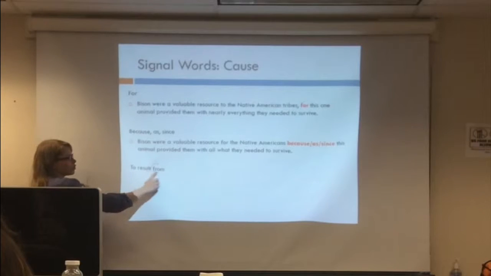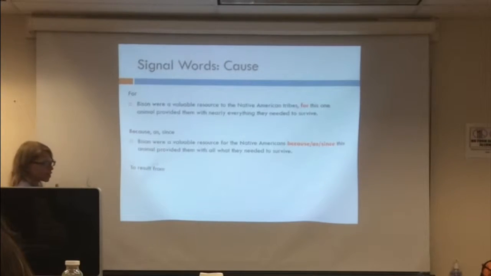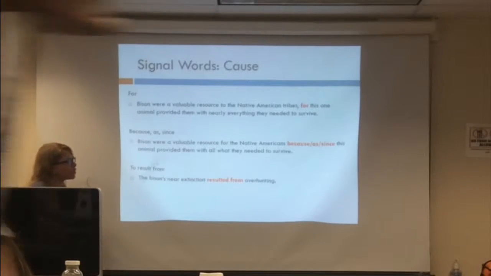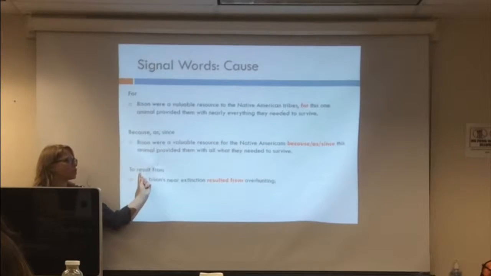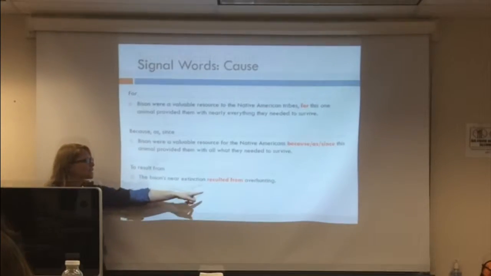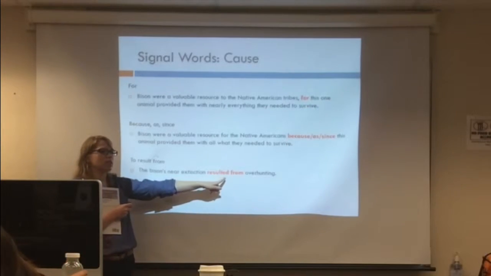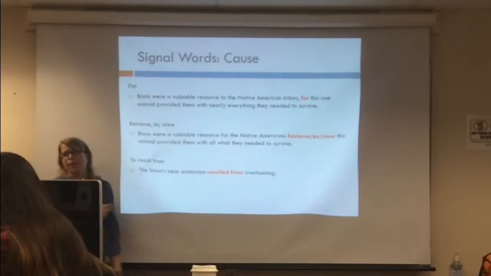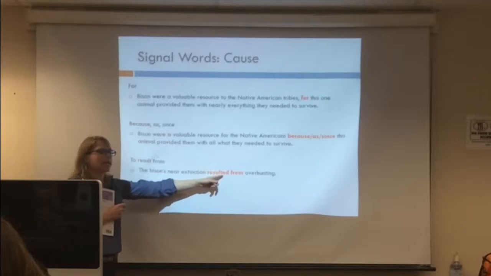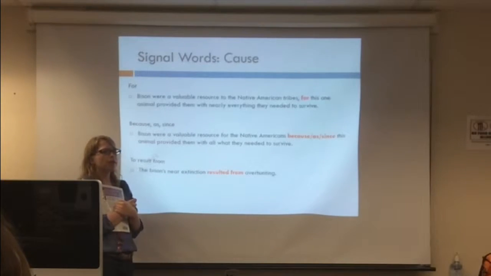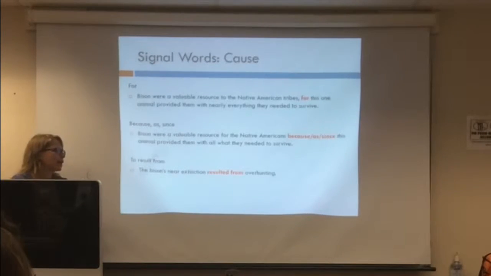So when we use to result from to show a cause, make sure that we change it for the tenses. So for example, what was right here, the bison's new extinction resulted from overhunting. So this just shows that you cannot just use result. You need to change the verb and use it for different tenses. So in what tense is this sentence written in? Past, right? And if we want to write it in simple present, what do we do? How can we write it?